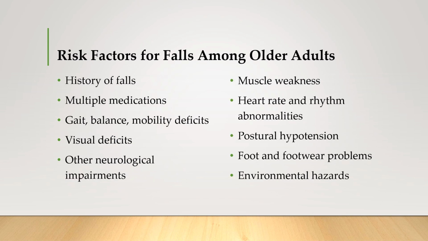What are some of the risk factors for falls among older adults? Well, the number one thing that we look at here is a history of falls. That's kind of number one, okay? If a patient has a history of falls, the likelihood that they're going to fall again is very high. Something else that we really want to look at would be the use of medications and how many medications a patient is taking.